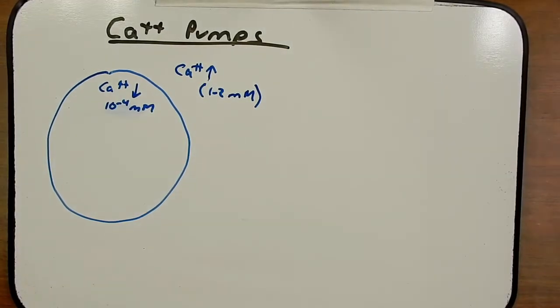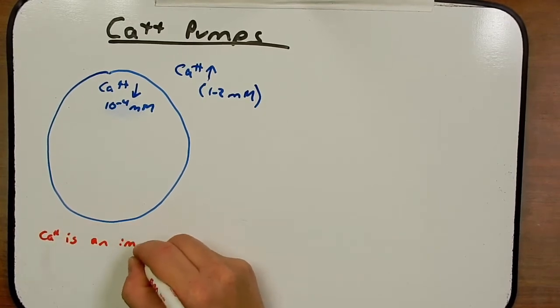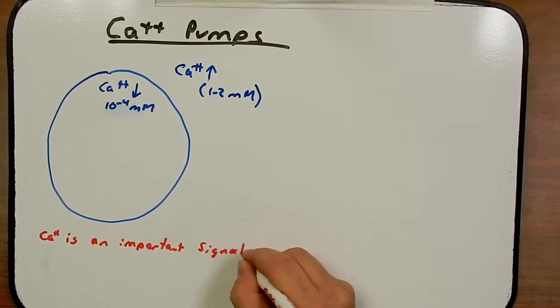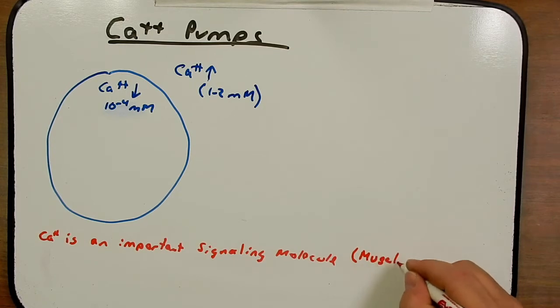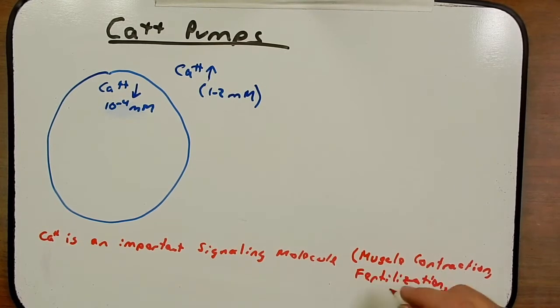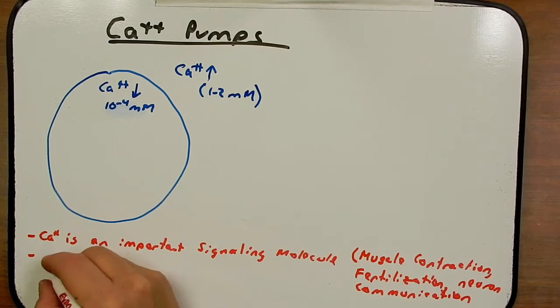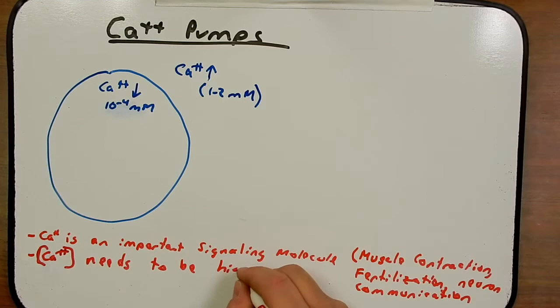Now, a few things about calcium I want to mention to you is that calcium is an important signaling molecule. It's involved in several pathways, including muscle contraction, fertilization, and neuron communication. So because of that, its concentration needs to be highly regulated.